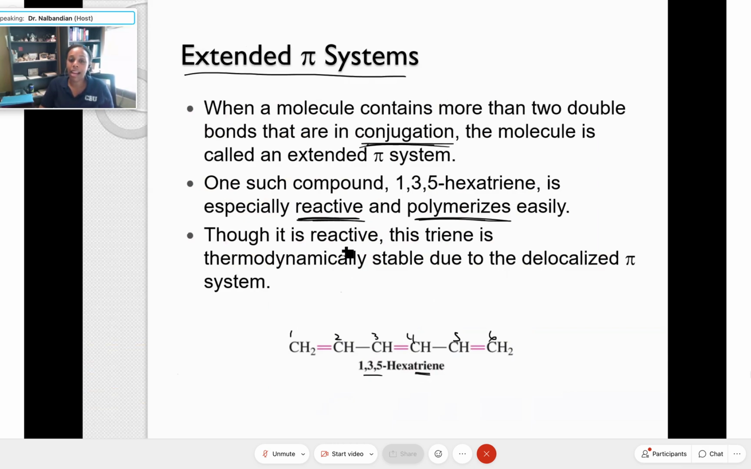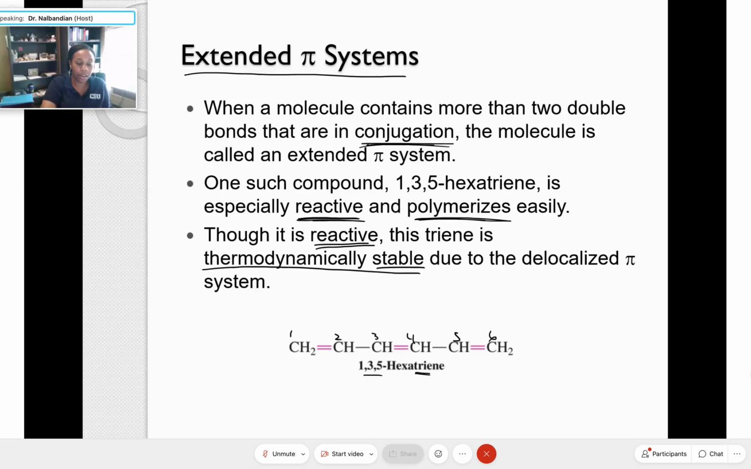But with it being reactive, it's also stable. That's weird. Usually, if something is reactive, it is unstable. But this is both stable and reactive. These are very interesting systems. You'd think that being stable, it would be very unreactive, but it is stable, low energy, but also reactive.